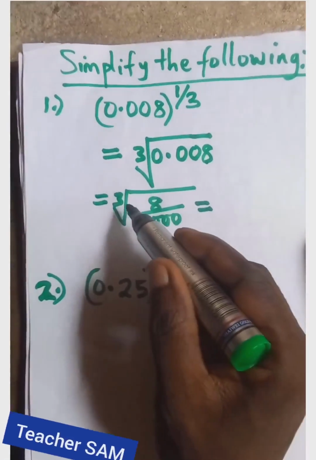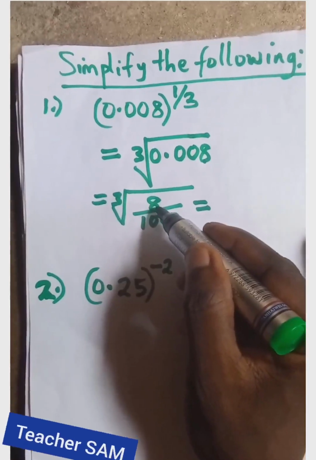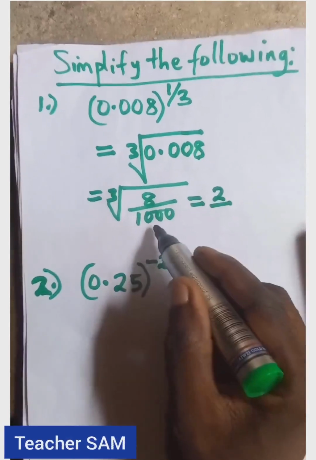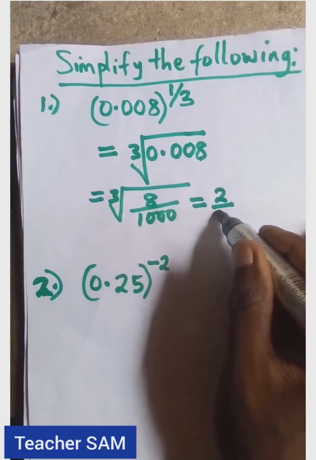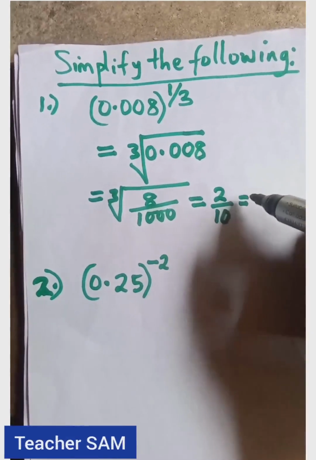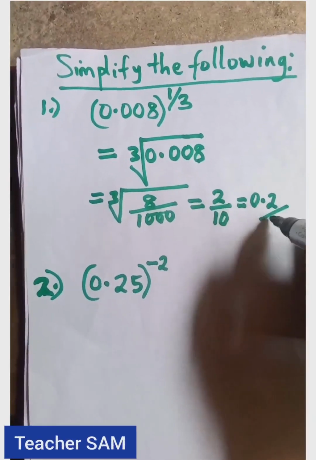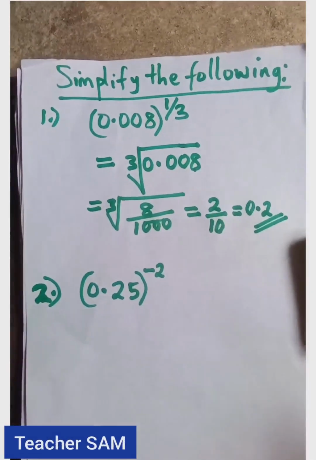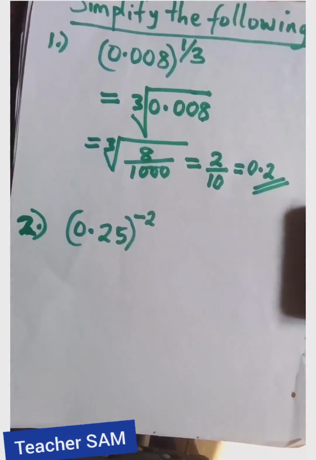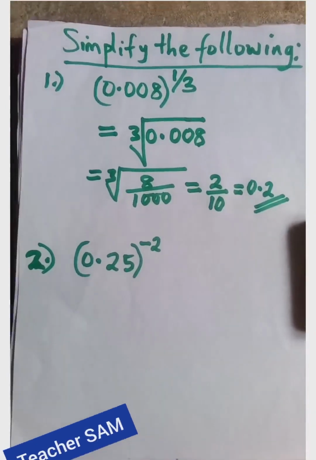Now the cube root of 8. You split this into 2. Take the cube root of the upper one. The cube root of 8 is 2, all over the cube root of 1000, which is 10. And you change this to a decimal as well. 2 divided by 10 is 0.2. With that, you have the cube root of this particular number. So that is how you are supposed to simplify if you're given a question like this.